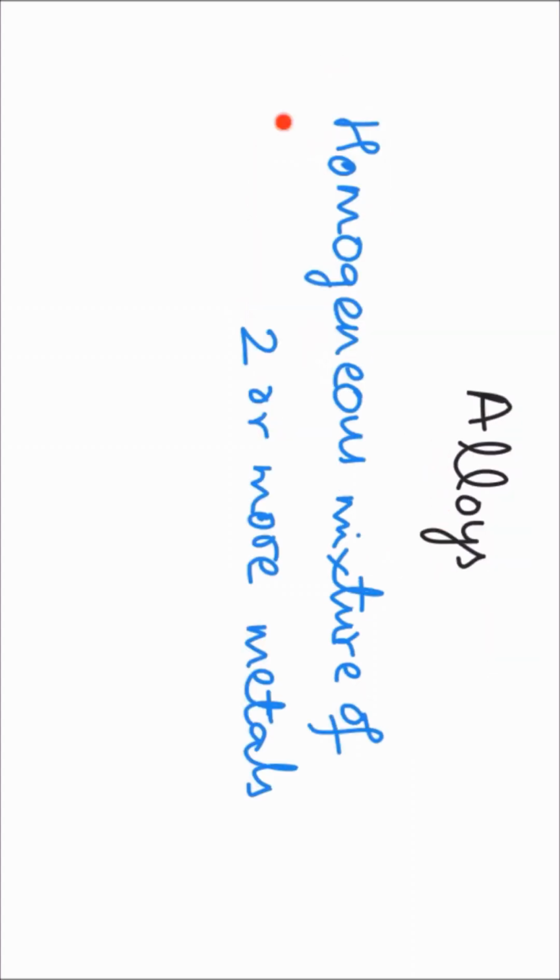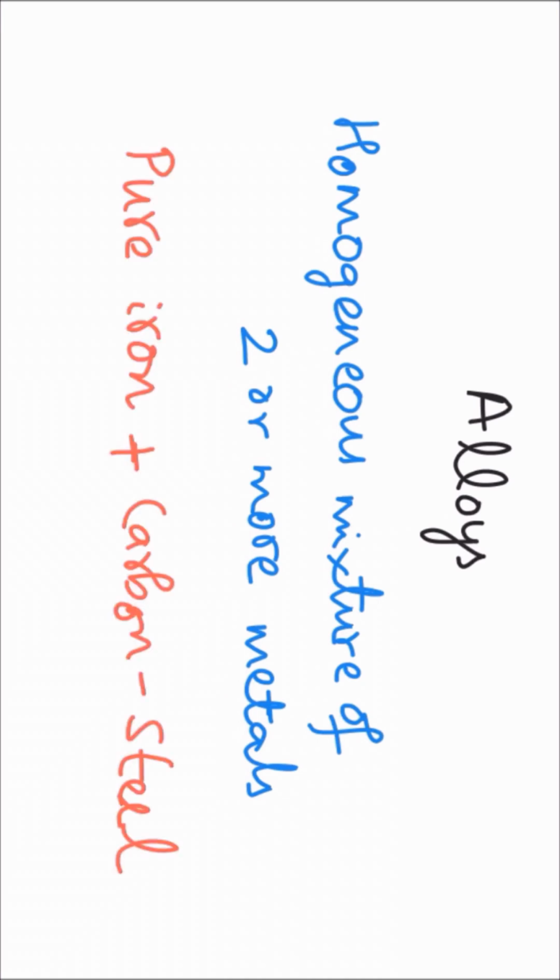An alloy is a homogeneous mixture of two or more metals. Properties of metals can be improved by mixing other metals in it. For example, pure iron is very soft, and when it is combined with carbon, it forms steel, which is very hard and strong.